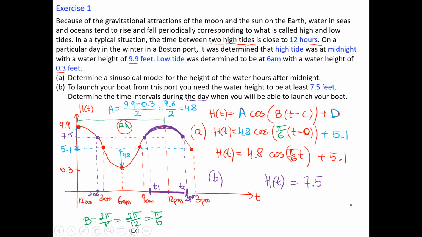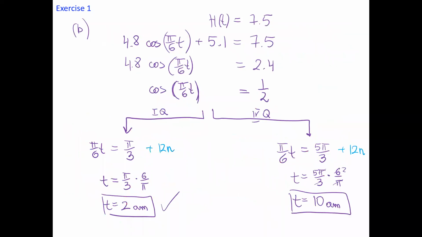10 a.m. And actually 10 a.m. makes sense. It means only between 10 a.m. and 2 p.m. can we use our boat, because the height of the water will be 7.5 or higher, at least 7.5. Okay, it's a really nice question. You may try to do this on your own. You may erase this, or you may pause the video before the solution is provided and solve it. Let's do one more, and then you will practice your sinusoidal models.